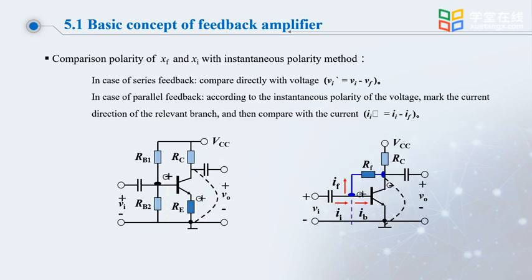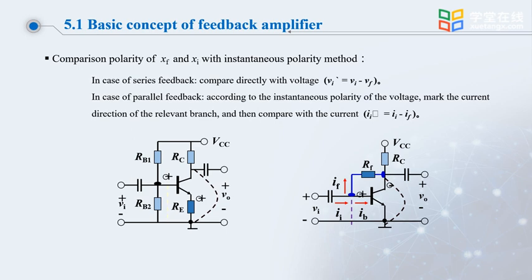Let's take a look. How to judge with the instantaneous polarity method: the net input signal, relative to the input signal, is it weaker or stronger? Let's see. We first find its feedback elements.